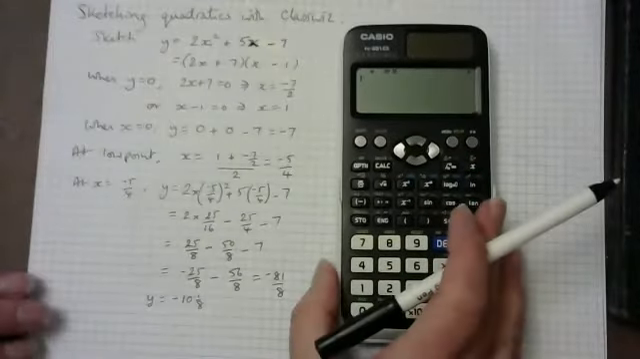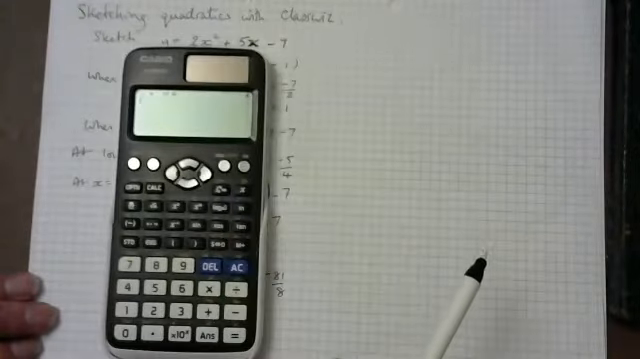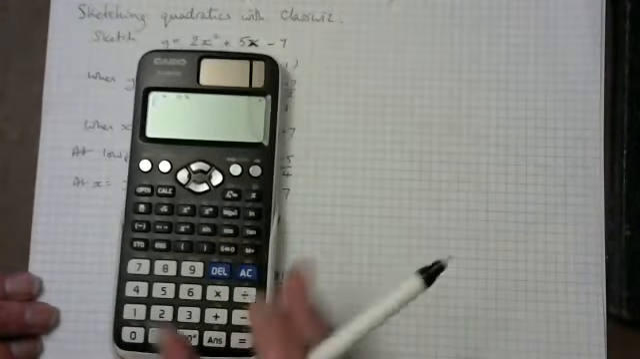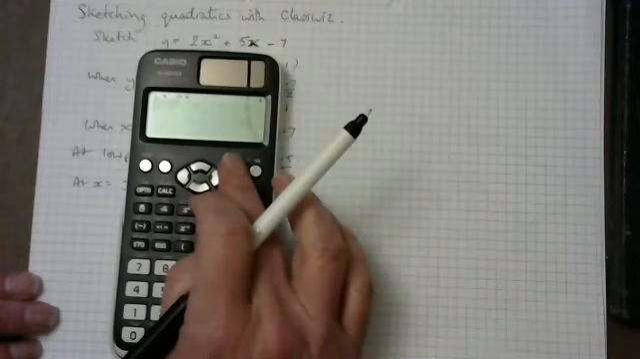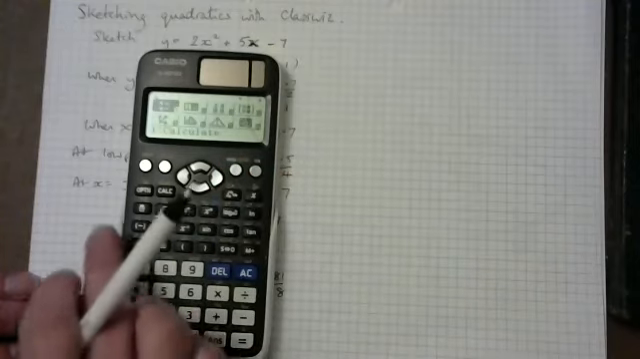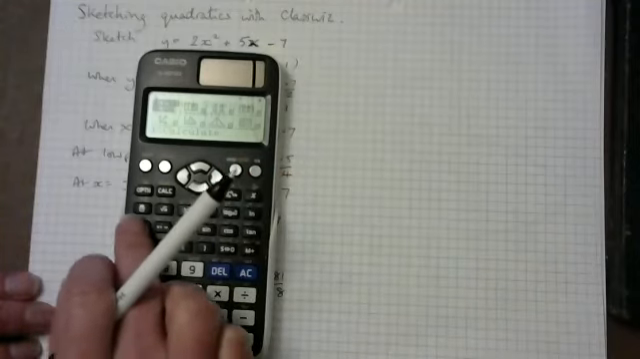Firstly, we need to have it in the right setting. Usually your calculator will be in computation mode, the mode that allows you to work things out. If you click Menu and click A, it'll give you a choice of solving simultaneous equations or solving a polynomial. We want to solve a polynomial, so that's 2.